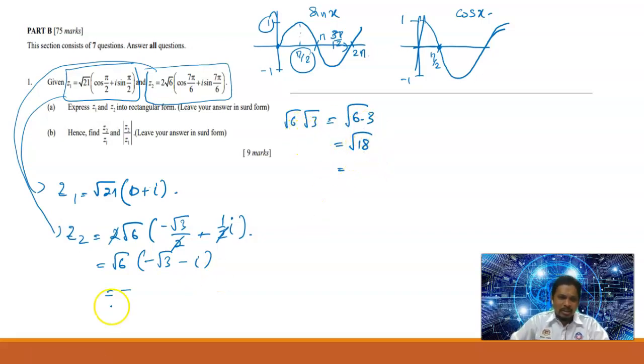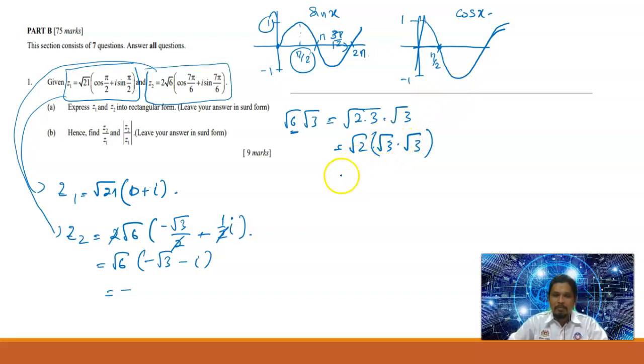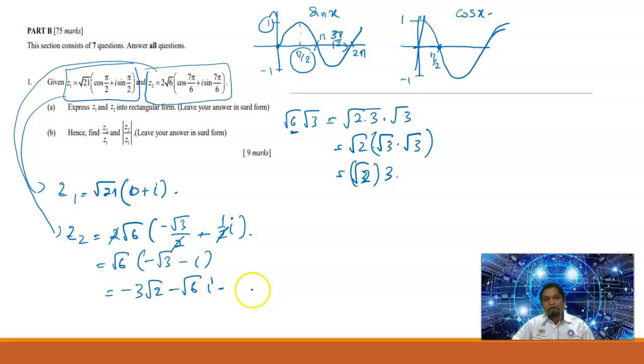I'm going to simplify this way here. 6 considered as square root of 2 times 3 multiplied with square root of 3 here. So square root of 2 times square root of 3 times square root of 3. So for these two, it becomes square root of 3 multiplied with 3. So now it becomes negative 3 square root of 2 minus square root of 6 i.